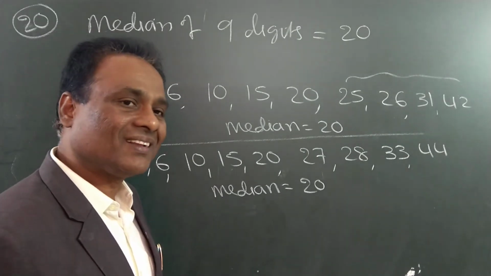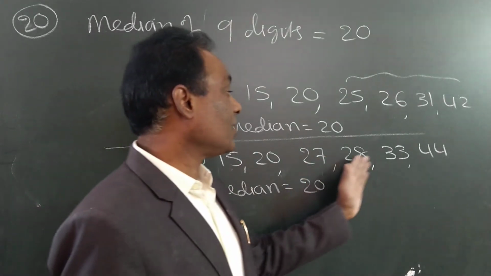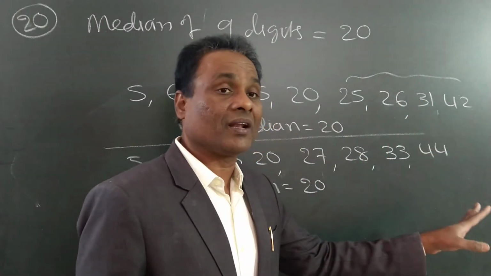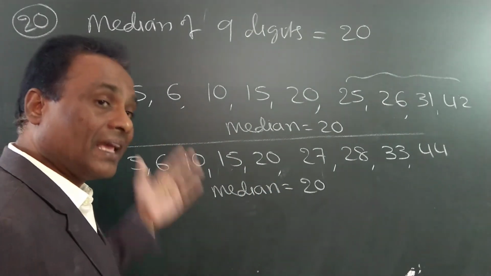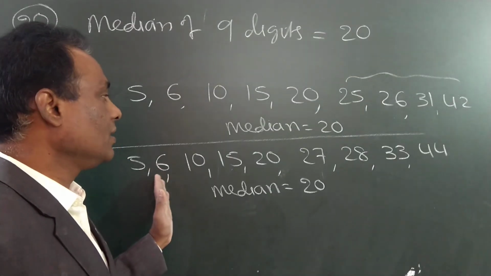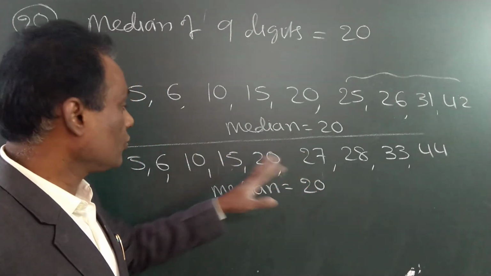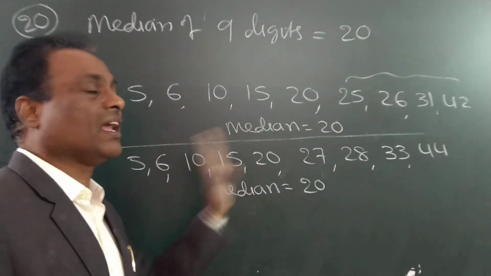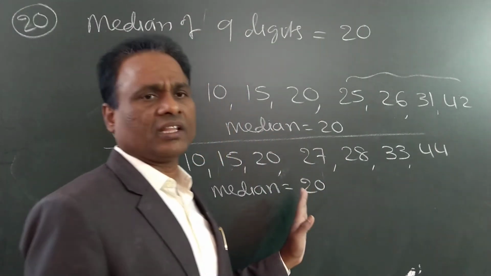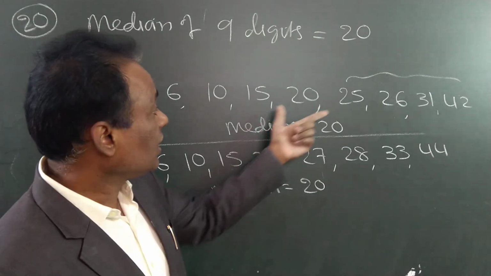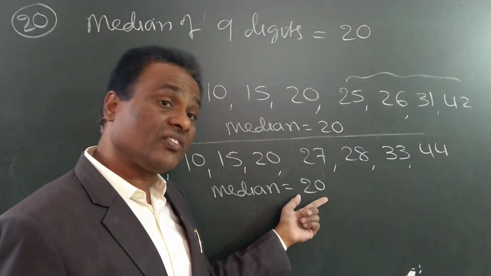So what is the answer? The median is 20 only. How? If the last numbers are increased by any number, the median doesn't change. Even if the starting numbers are changed by some number, as long as it does not cross 20, the extreme values are changed and there is no effect on the median. So if the last 4 numbers are increased by some number, the median remains the same.